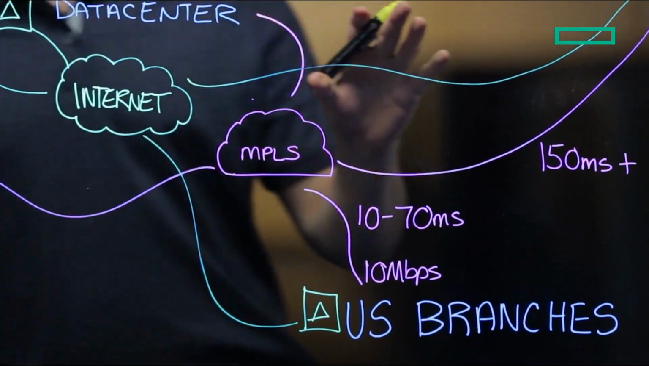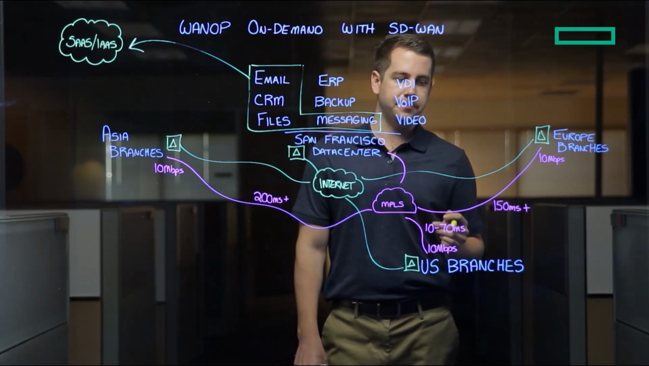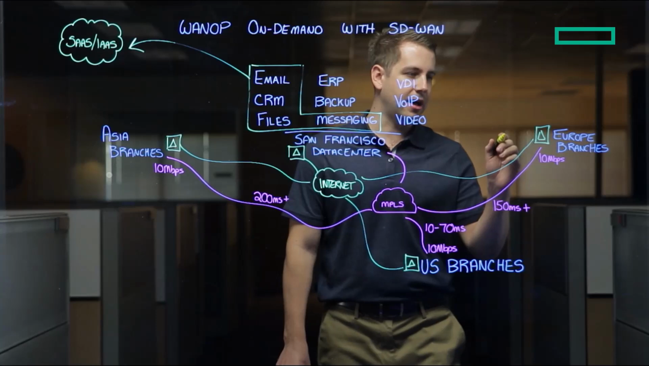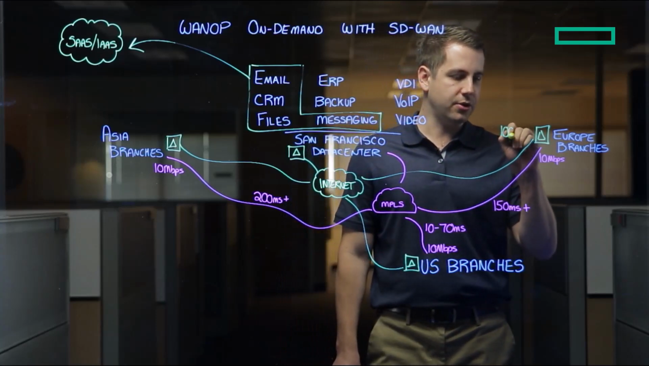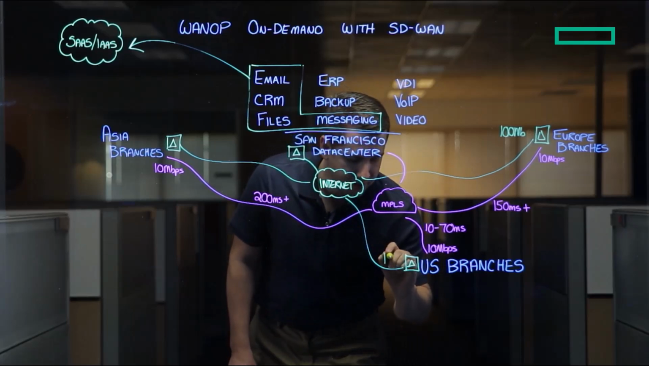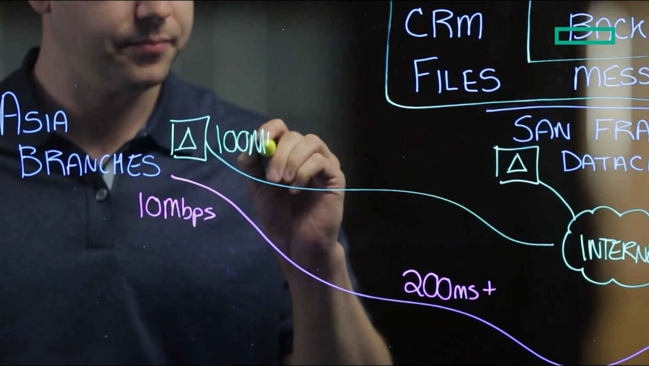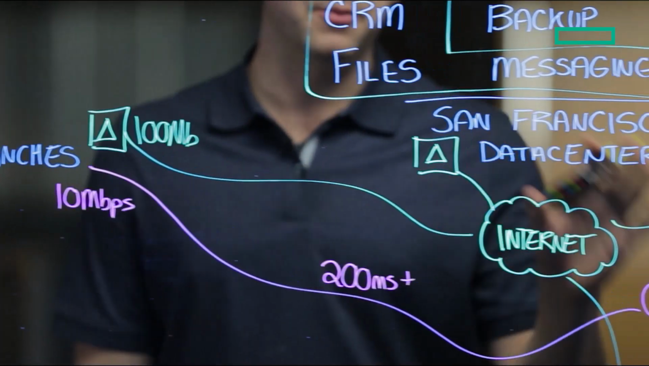Now, the latency between my sites is not going to change. In fact, it could even be worse using the internet. But what does change is that I have a lot more bandwidth. And so here I have maybe 100 megabits per second at each site now. And I also have my 10 meg MPLS link that is there. And I have a lot more bandwidth to work with.